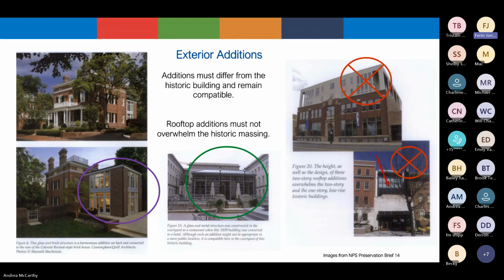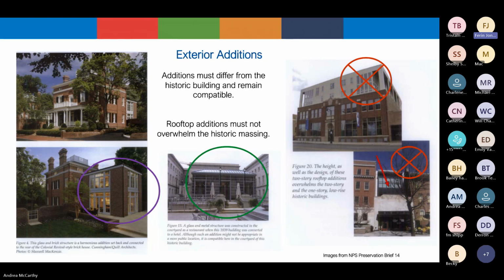In the middle image, you can see a glass and metal addition, which does not mimic the historic structure at all, but because it's tucked away in the center rear and essentially not in a public setting, this addition is appropriate. If this addition was proposed on a side elevation, it would most likely need different materials. The images on the right show additions that are not compatible or appropriate. The additions completely overwhelm the historic buildings. The height and the materials are inappropriate.